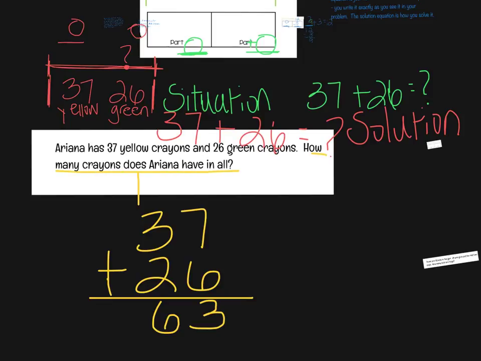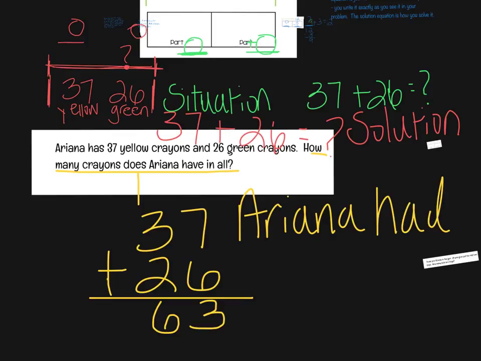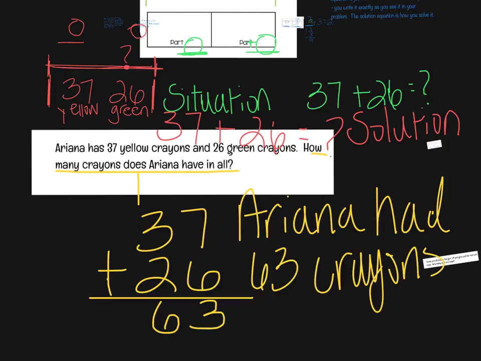Okay, so I'm going to write out Ariana had, how many, class? Good. 63 crayons in all. Perfect. That is how you go through a part-whole.